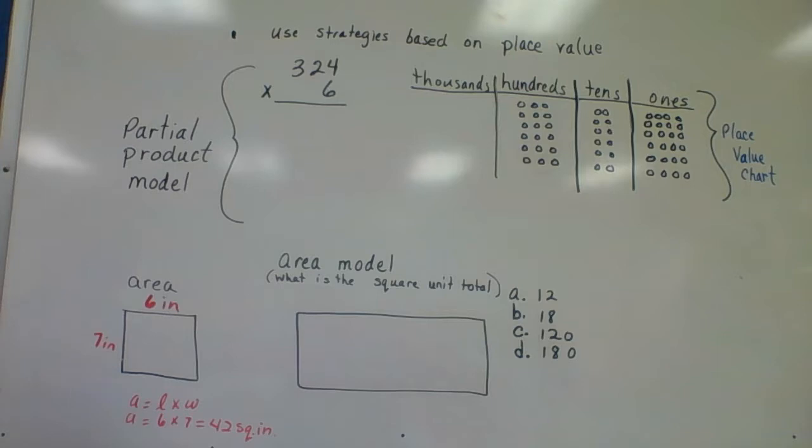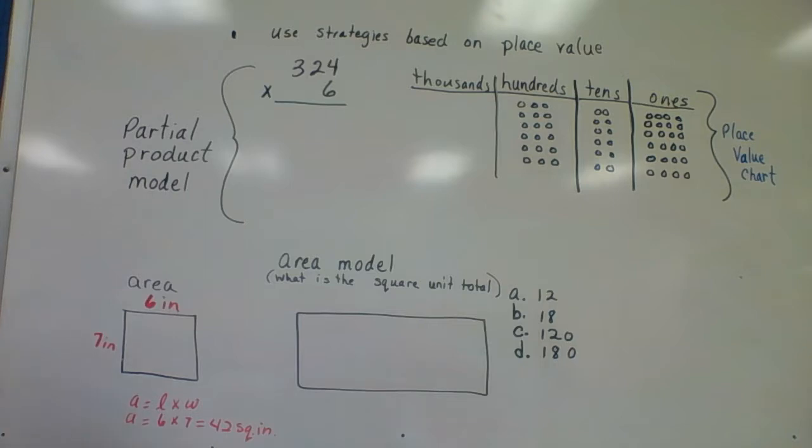The first strategy we're going to look at is the partial product model. In this model, instead of switching between multiplying and adding, we're going to do all the multiplication first, and then we're going to do our addition. So as we look at the problem, I'm multiplying 324 by 6. Students begin looking at repeated addition, so I could solve that problem by stacking up 324 6 times and then adding it together.